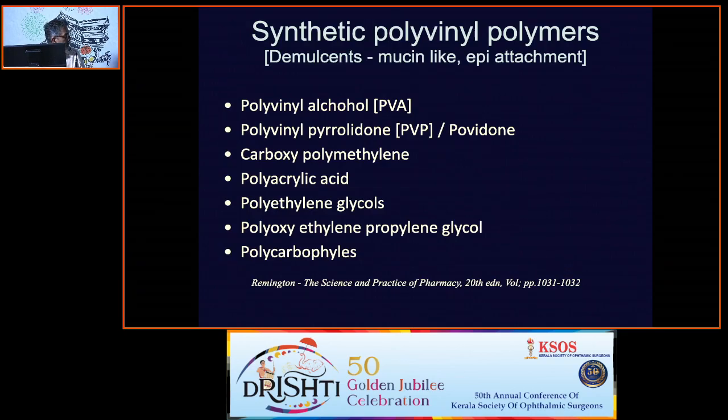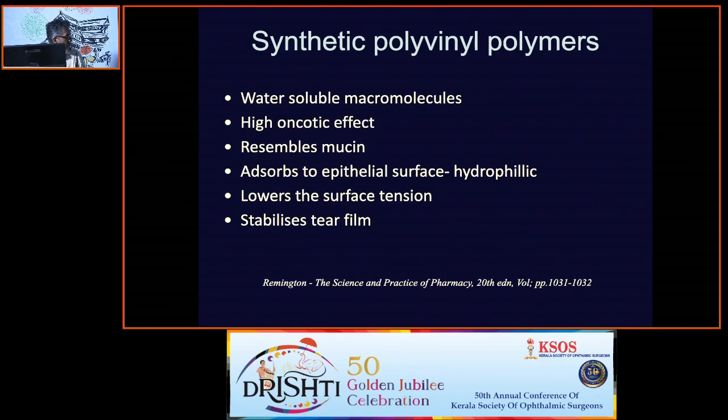And among the synthetic polyvinyl polymers, these have a slightly different mechanism of action. It works like mucin. It attaches to the epithelium and basically makes the surface more smooth. That is the polyvinyl alcohol, povidone, and polyethylene glycols and all that. So it lowers the surface tension, and that's how it stabilizes the tear film.